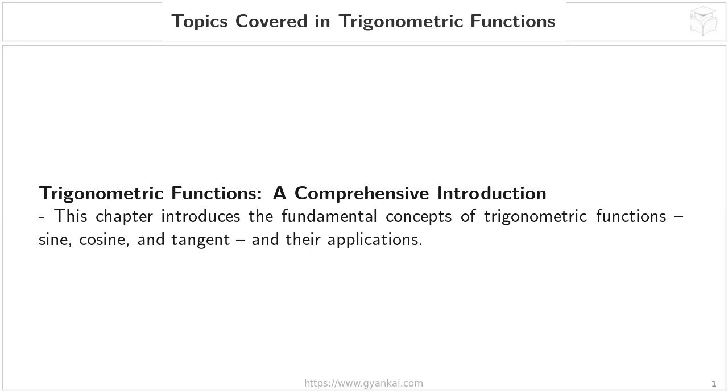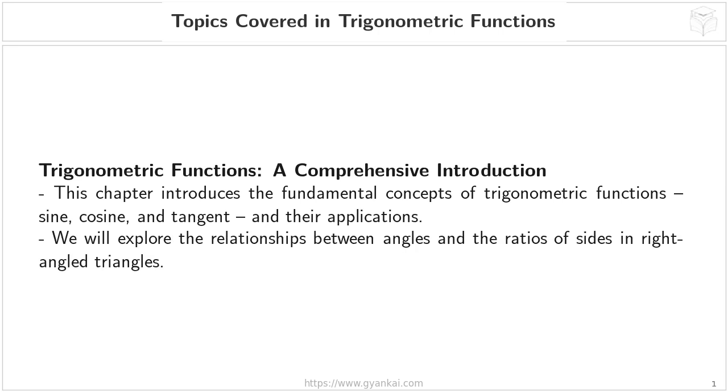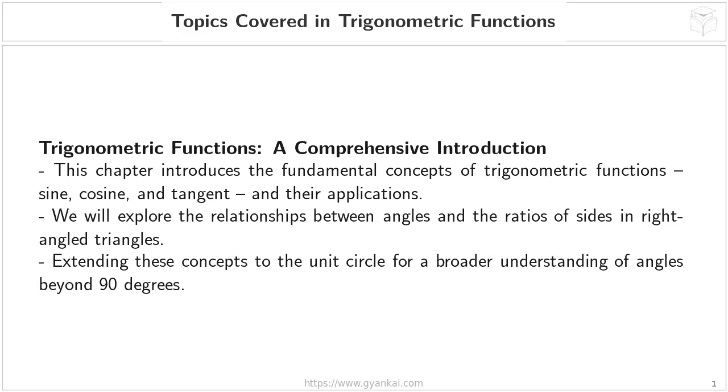We'll start by looking at right-angled triangles. You'll learn how the angles within these triangles relate to the ratios of their sides. Specifically, we'll define sine, cosine, and tangent based on these side ratios. But we won't stop there.